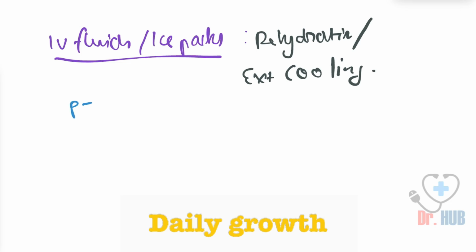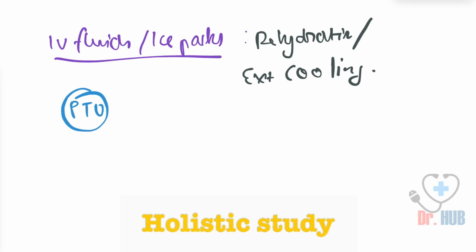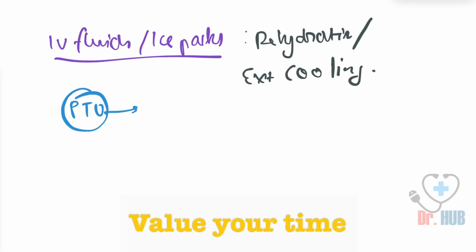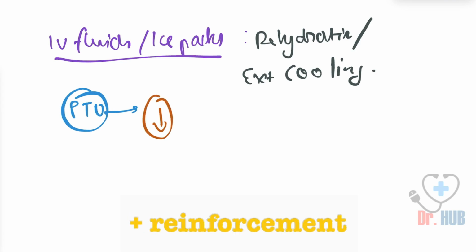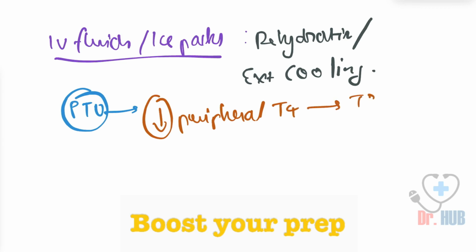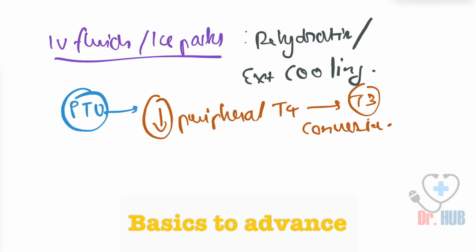Then we look at the PTU. The PTU stands for propylthiouracil. What it does is it reduces the peripheral T4 to T3 conversion. Next, we look at the propranolol.